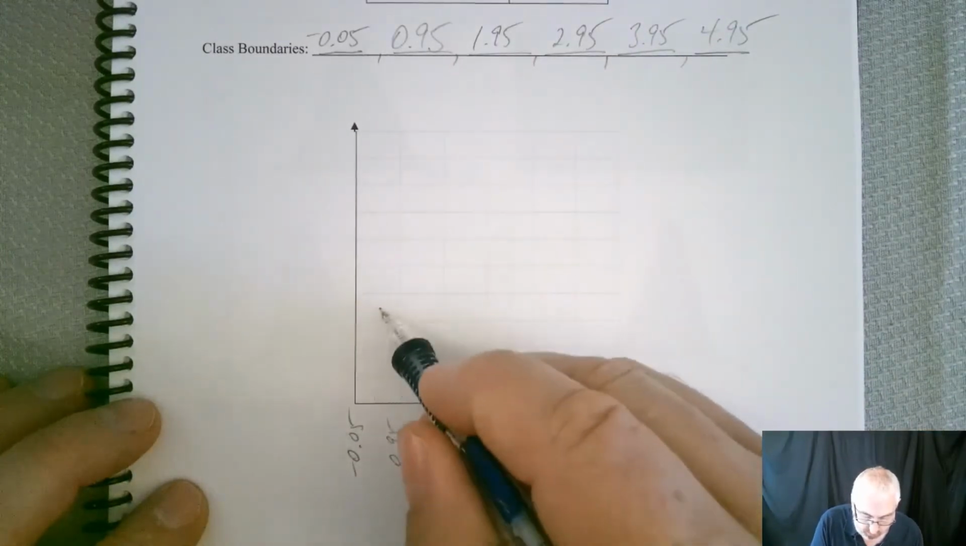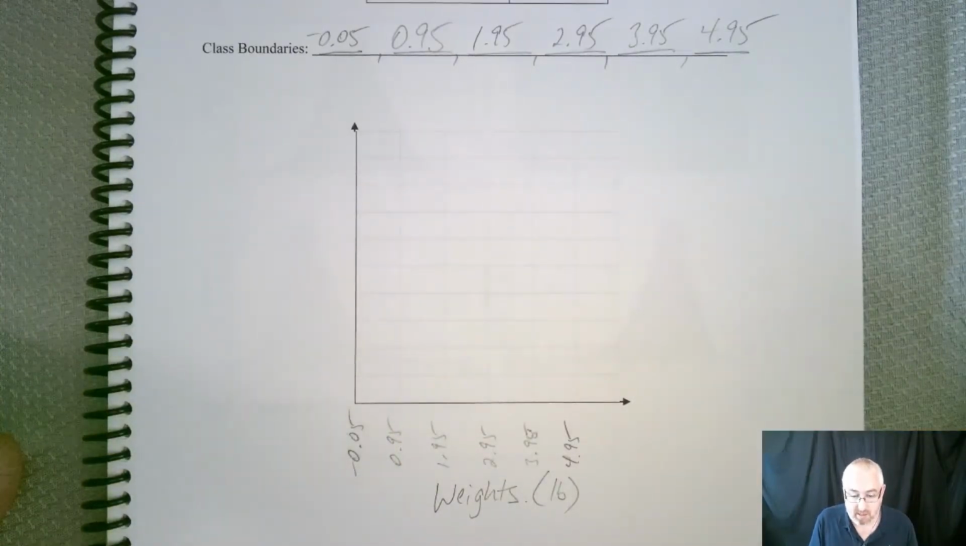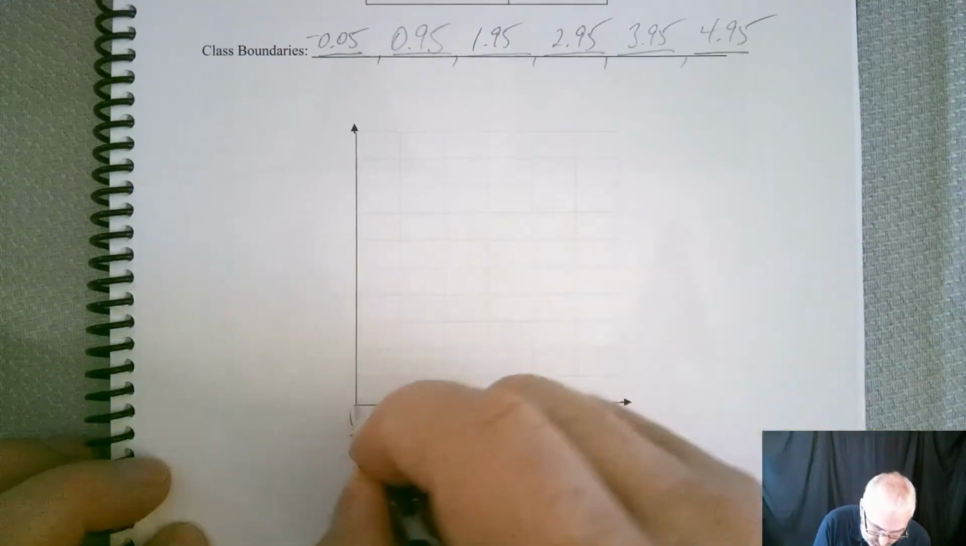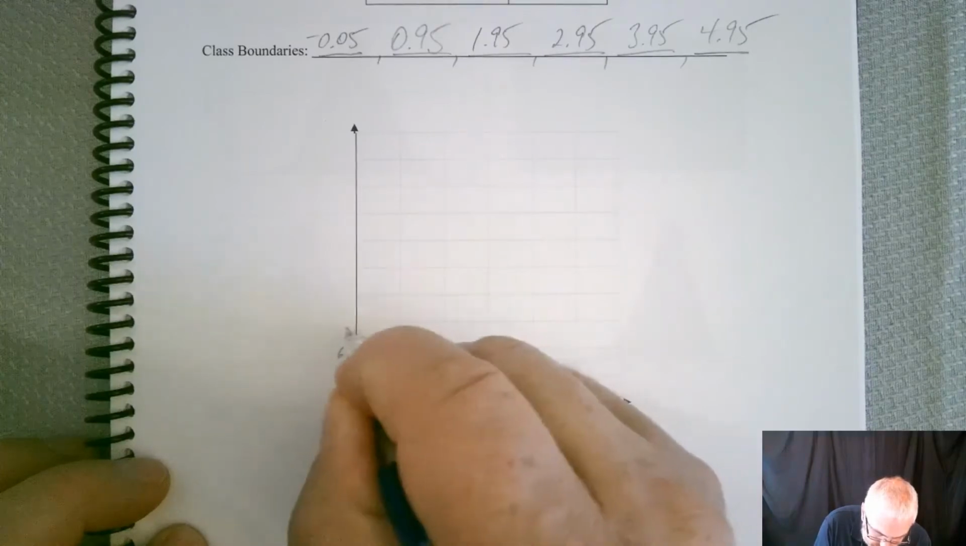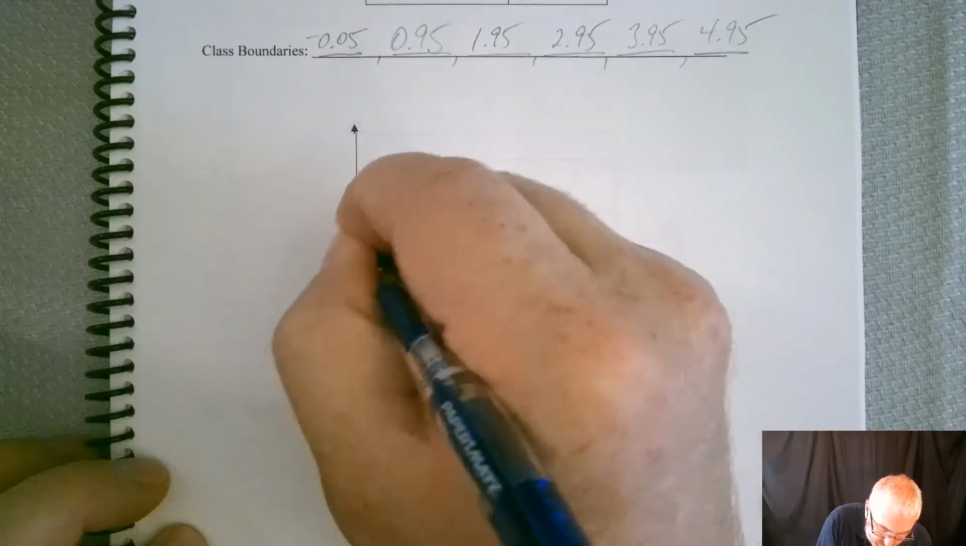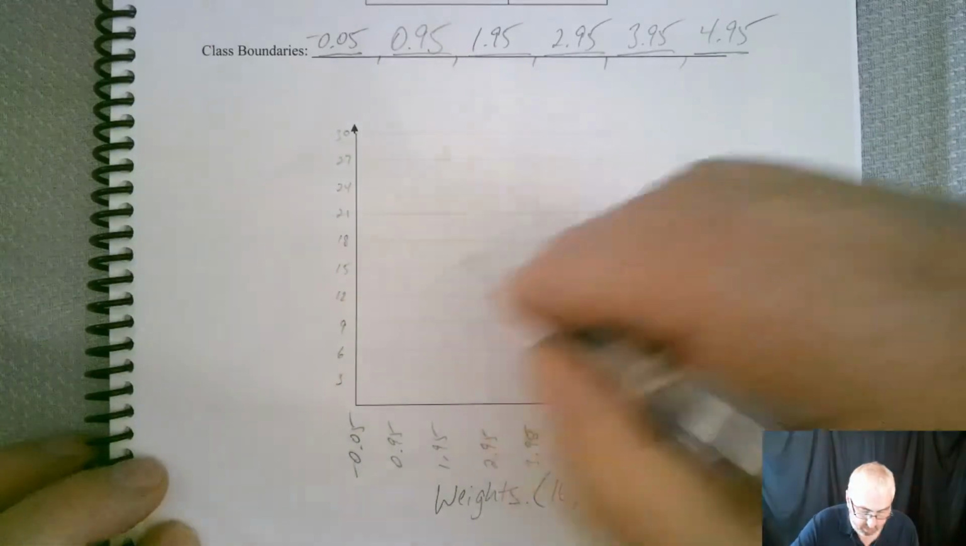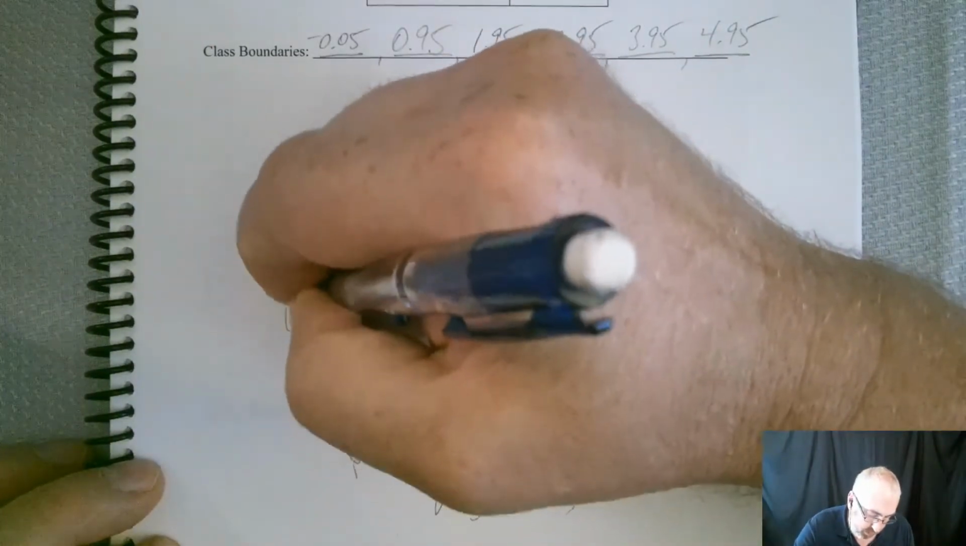1, 2, 3, 4, 5, 6, 7, 8, 9, 10. So we have 10 boxes, and we got to go up to 26. So how big are we going to want for each box? Well, probably by 3s. We can't go by 2s, that won't be enough. So we'll have to go by 3s. So 3, 6, 9, 12, 15, 18, 21, 24, 27, and 30. And so this will be our frequencies.